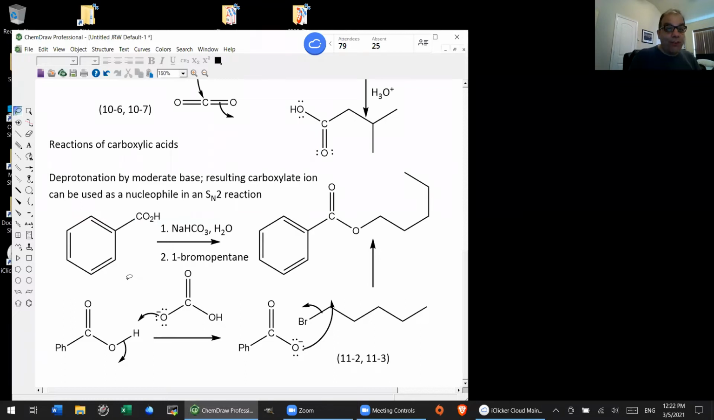And so once you have that carboxylate ion, one of many things you can do is to use it as a nucleophile in an SN2 reaction. It's not the only thing that you can do with that, but it's one of the things that you can do. And this is actually a way of making esters. So if we deprotonated, let us say, benzoic acid with aqueous bicarbonate, and then shot in some 1-bromopentane, I expect that we would get the pentyl ester of benzoic acid, pentyl benzoate.